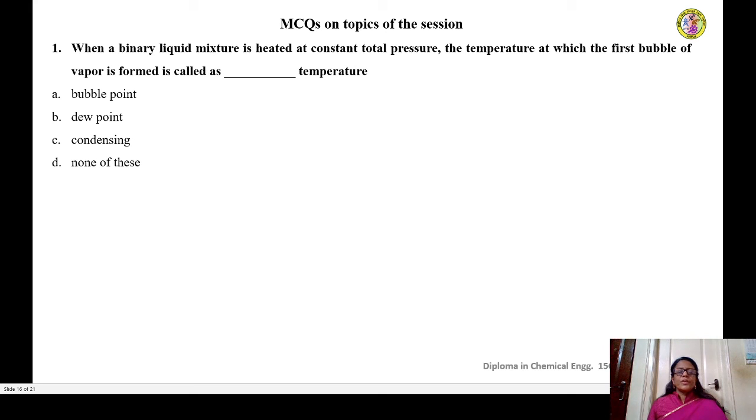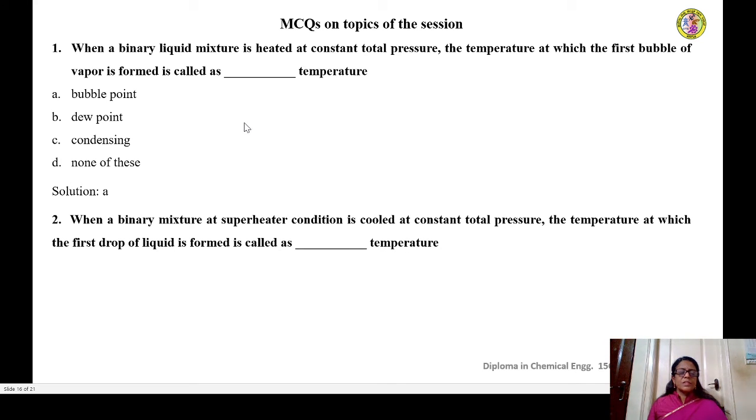If you can recall the constant pressure vapor liquid equilibrium, at a particular constant pressure, when a given solution is heated, the first bubble of vapor is formed at a point called the bubble point. So the right answer for this question is bubble point.